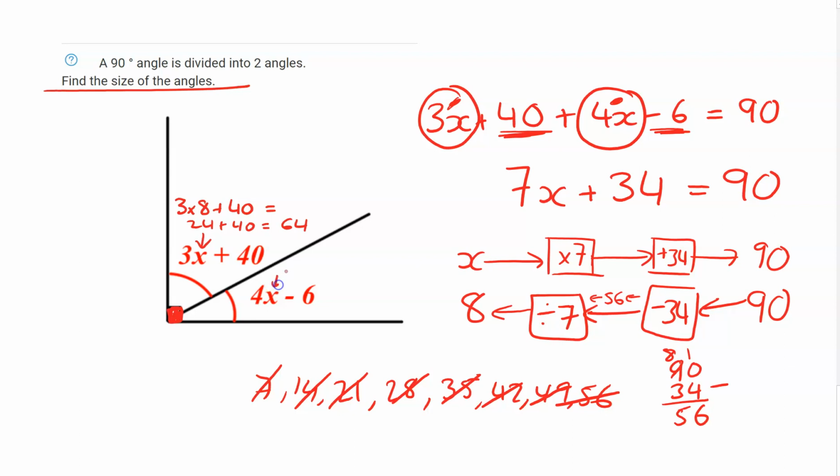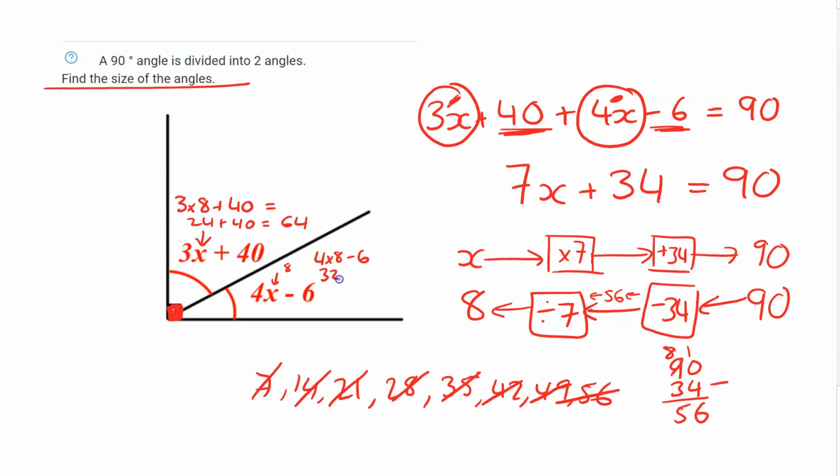And again I'm going to put 8 here, so that means do 4 times 8 take away 6. 4 times 8 is 32, take away 6 is 26. Like I say, it's a challenge, but you do know how to solve an equation, you do know how to substitute in, so that should be possible.